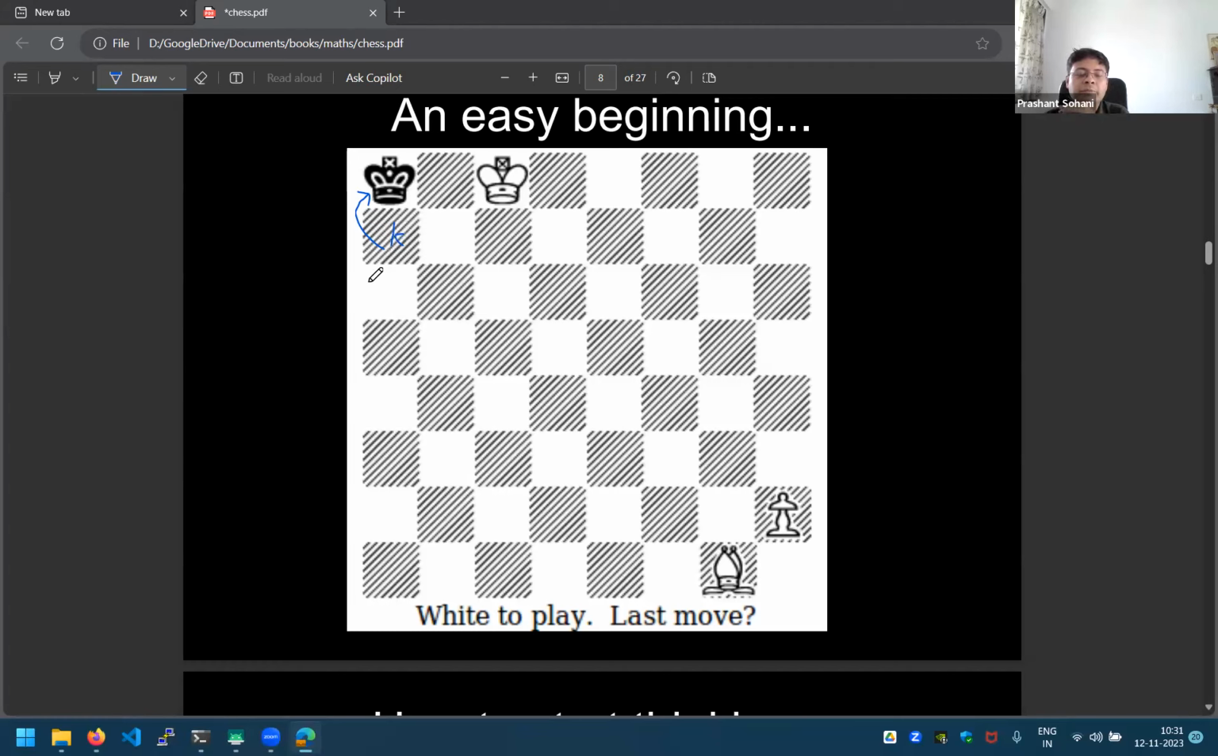But now the question becomes, how did white give this check? Because the bishop is over here. It cannot suddenly appear from somewhere, because bishop moves diagonally. So the bishop has to reach here to give the check. But there is a pawn over here, so the bishop cannot travel from here to here. So how did white give this check?